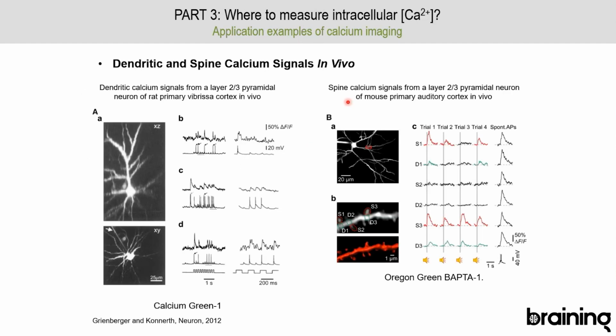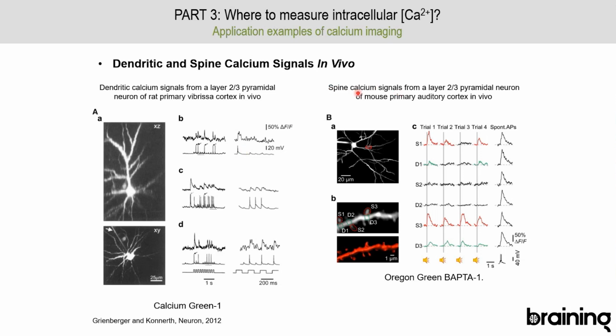We can also observe the dendritic and the spine calcium signalings in vivo. So here I have two examples. This one is the dendritic calcium signaling from the layer 2-3. It's a pyramidal neuron, okay, in the vibrissae cortex. And in the top, you have the calcium signaling, and in the bottom, you have the electrical signaling. And it's shown here that we can measure this at different dendritic spots of the neuron.